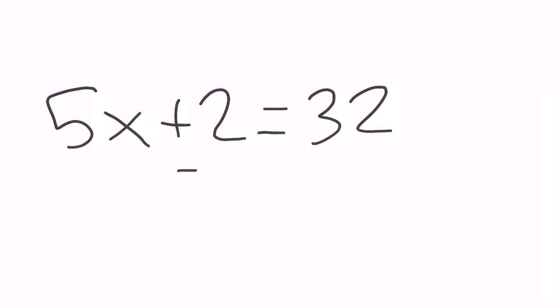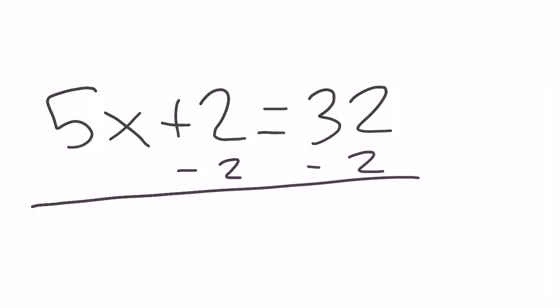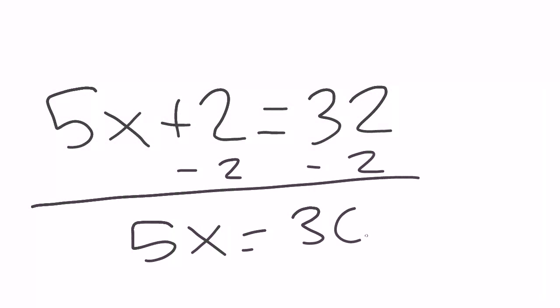Now it's just a simple solving problem. I'm going to subtract 2 from either side. 5x is equal to 30. I'm going to divide by 5, and x is equal to 6.